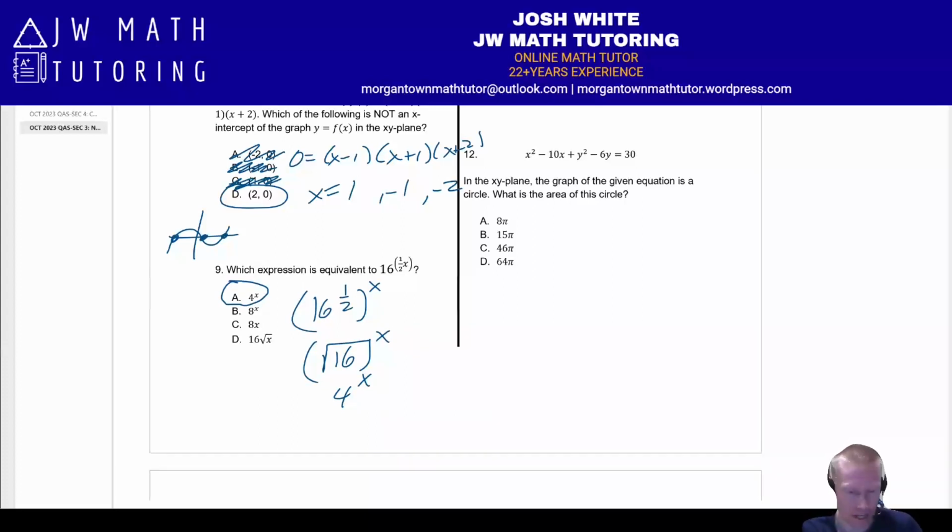So the correct answer is A. However, you could also use the strategy of picking numbers for this. And here's how you could do it. I'm going to say x is equal to 2.